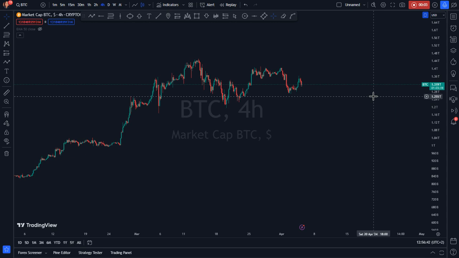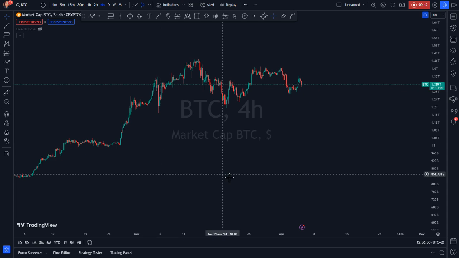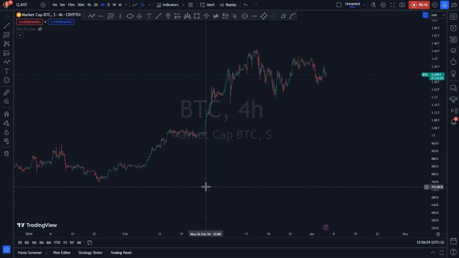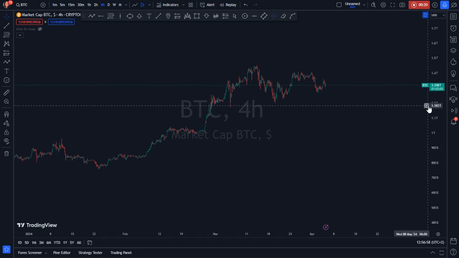So guys, let us analyze Bitcoin. Let us analyze the BTC. We're gonna start from the 4 hour. I think starting from the 4 hour makes more sense. Okay, so by looking at this chart, guys, it's very simple and straightforward. As we can see, we are in an uptrend structure.